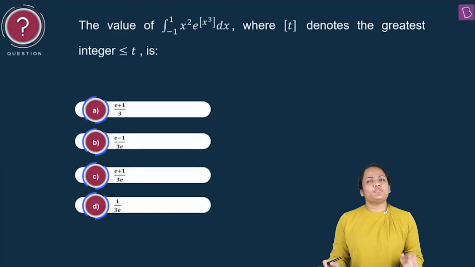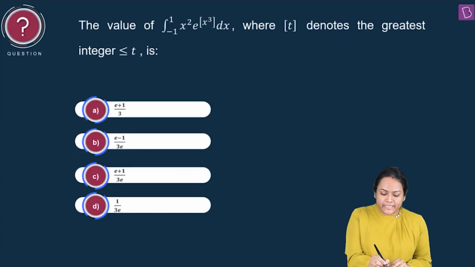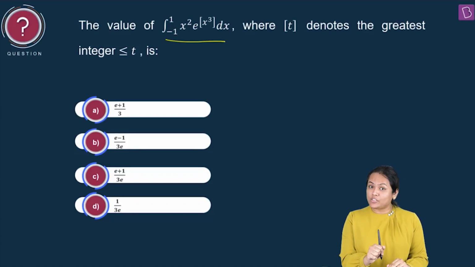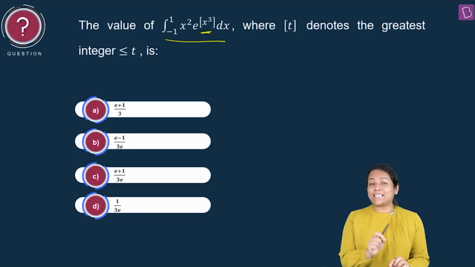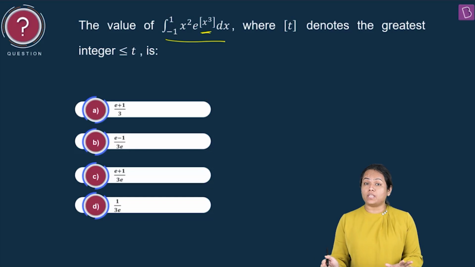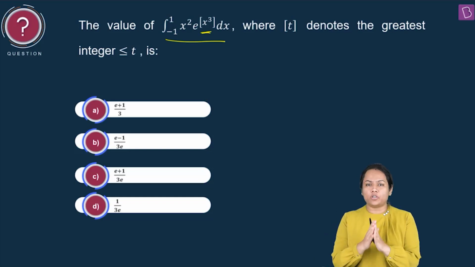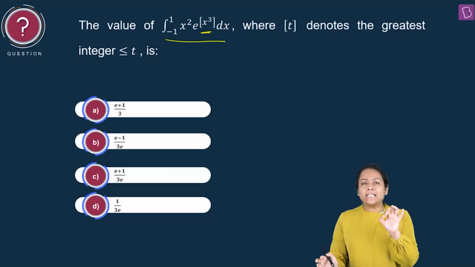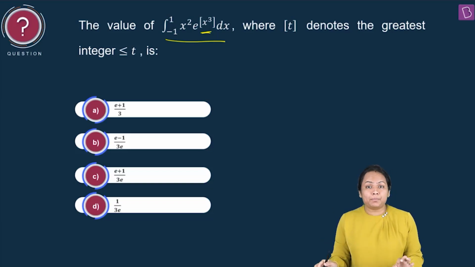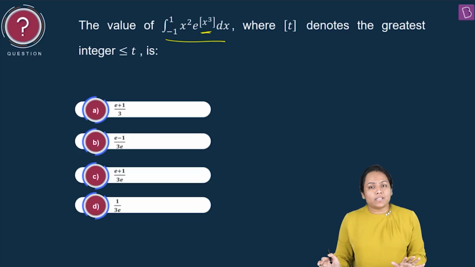The next question is from definite integration. The question is saying the value of integral minus 1 to 1 x square multiplied by e raised to GIF of x cube dx. Okay, so e raised to x cube definitely cannot be directly integrated over here without substitution. We have to take x cube as t, so x square dx will become the derivative. But here they have made that question again simple by introducing the GIF part. How are we going to solve this out?